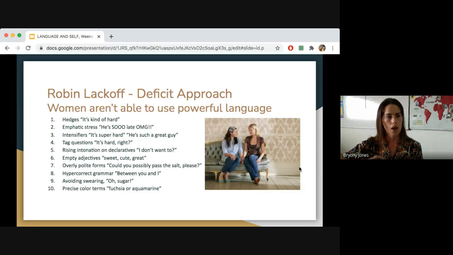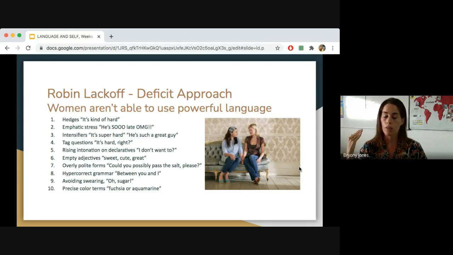Empty adjectives: sweet, cute, great. Cute is one that a lot of women use. Overly polite forms, okay? So Lakoff found that women are more likely to use polite forms. Could you possibly pass the salt, please? Whereas a man would say, pass the salt.